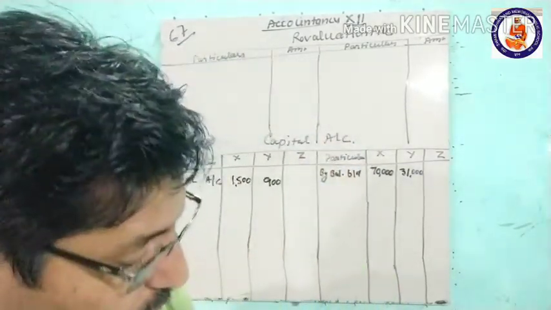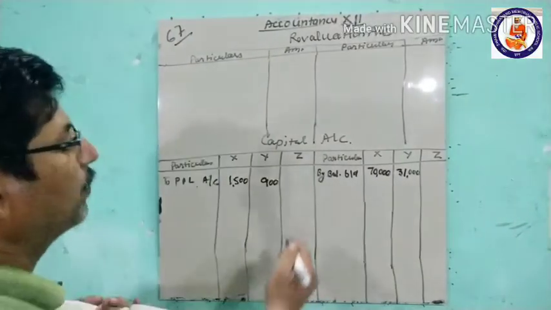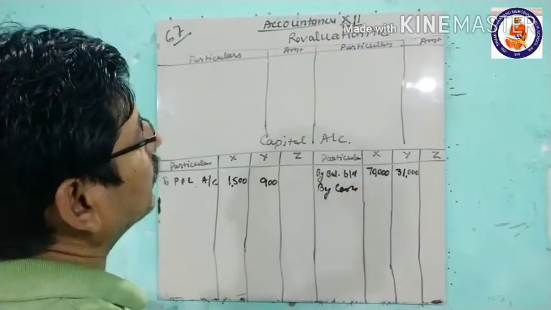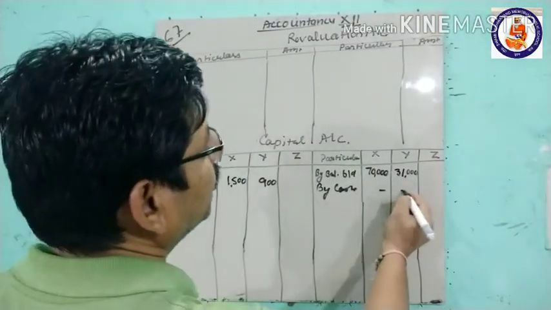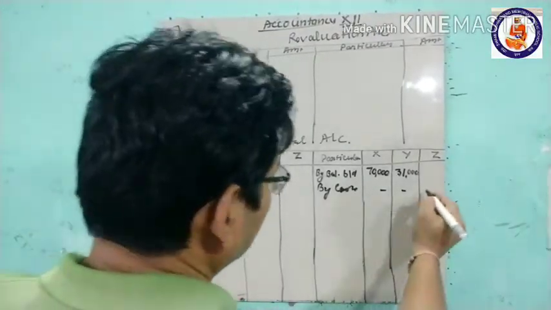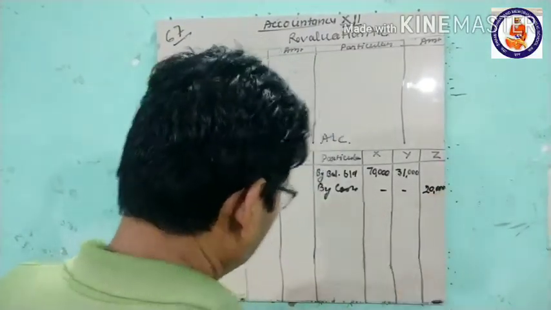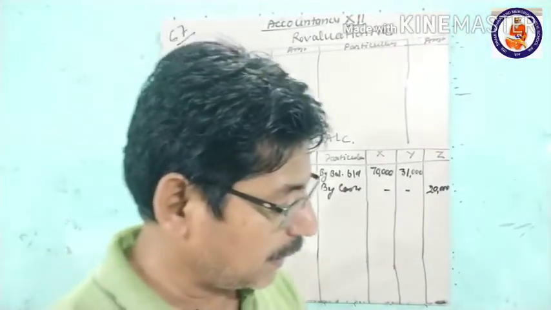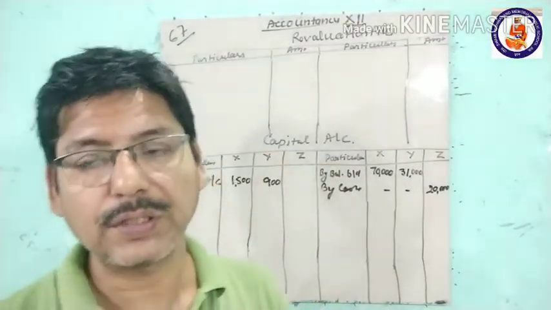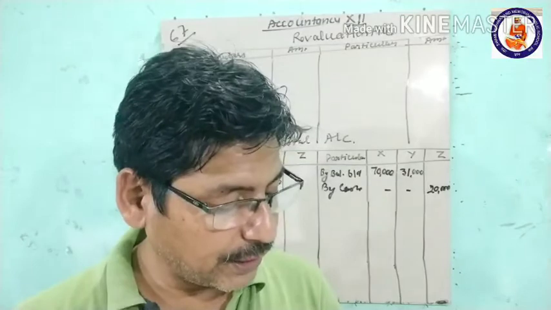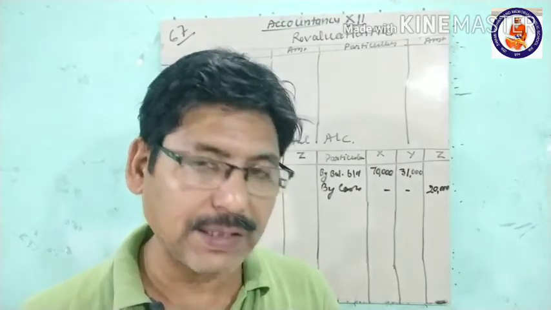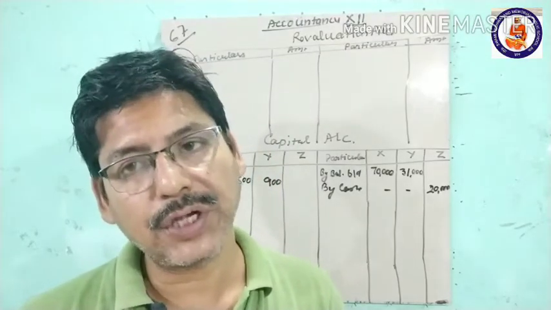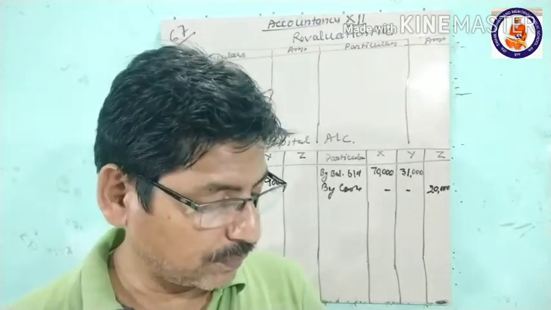By cash, capital account: Z's capital is 20,000 rupees, so we'll keep here 20,000 rupees, and then 12,000 goodwill. Then it says who is sacrificing his share. Z acquires his share entirely from X, because X is sacrificing, he is giving from his share, and nothing is borne by Y.